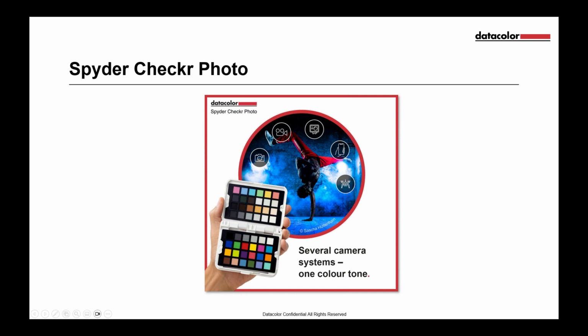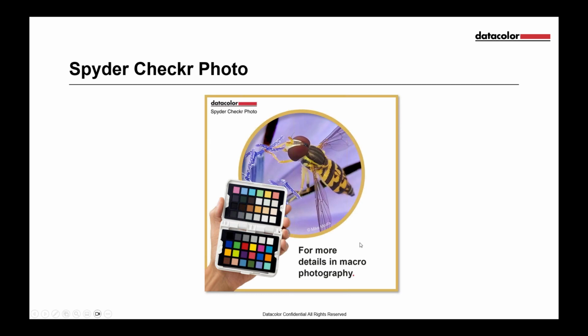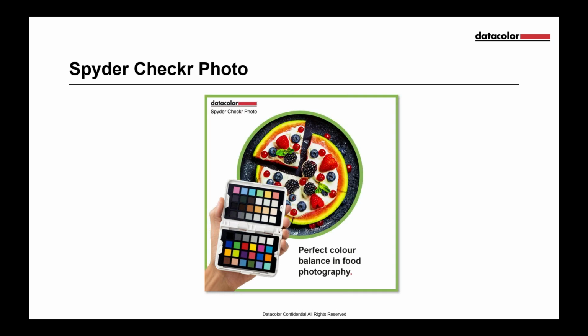Okay, today we talk about input. That means camera, still, and also video. And our newest product is the Spider Checker Photo. You may know the Spider Checker family, but the Spider Checker Photo is a handy device. And let's have a look. You see there are 4 cards inside. That's important to know. And this black here is the deepest black reference card you will find on the market. Really helpful.